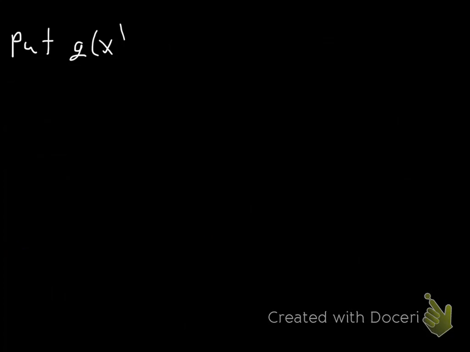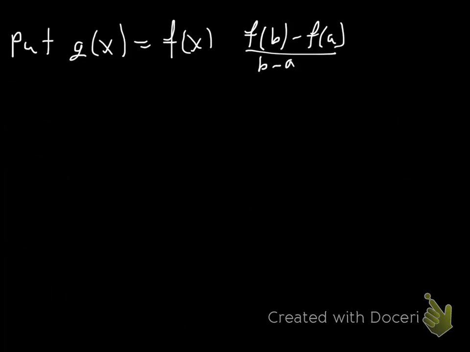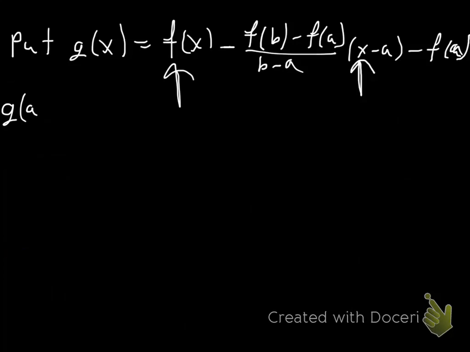Alright, so what we're going to do is put g(x) equal to f(x) minus that line. So f(x) minus the secant line: (f(b) minus f(a)) all over (b minus a), times (x minus a), minus f(a). Now g is just a sum of differentiable functions. The only things that really change here are the x and the f(x). Everything else is a constant.